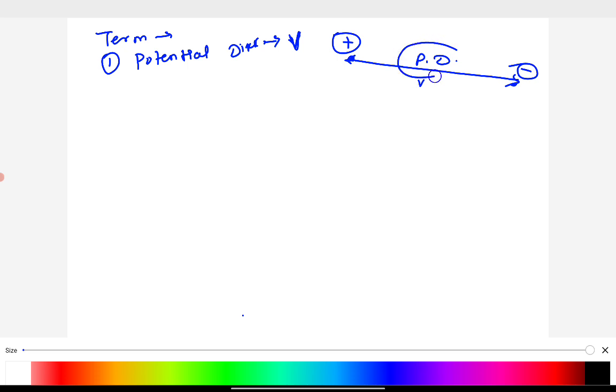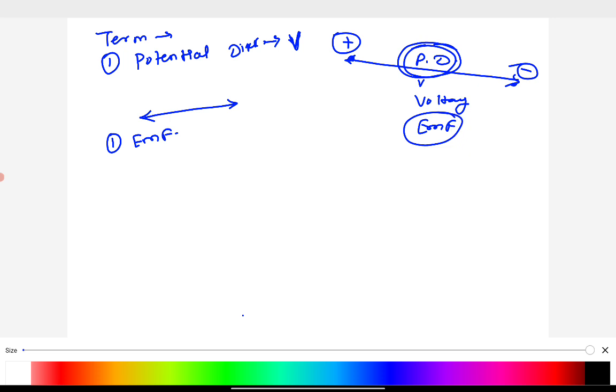The potential difference is nothing but voltage, and we can say EMF also. For the electron movement, a force is required, that is known as electromotive force. The volt is the unit of potential difference and EMF.